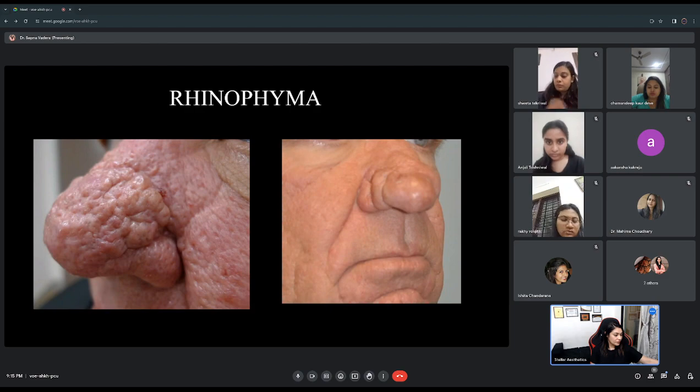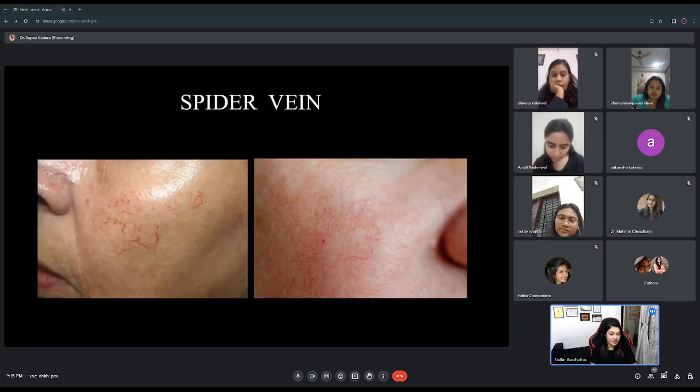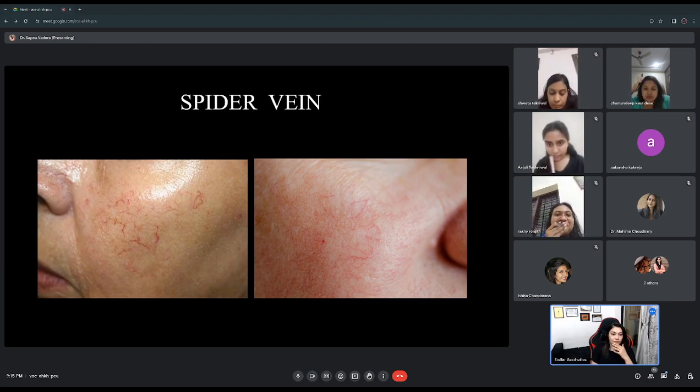Okay? Spider veins. Now what are spider veins? All of you will see it on the face, hands, legs, multiple places. How does it happen? How are spider veins formed? Can't hear you, Rakhi. Anyone?